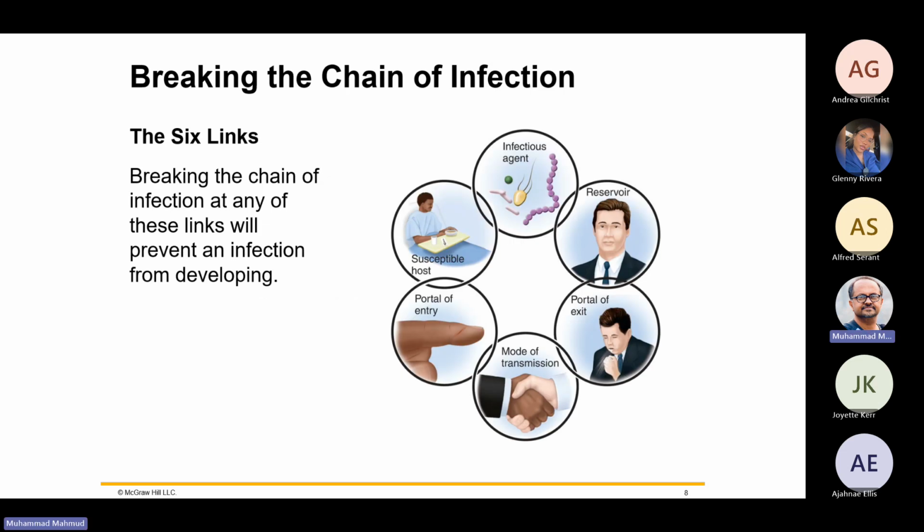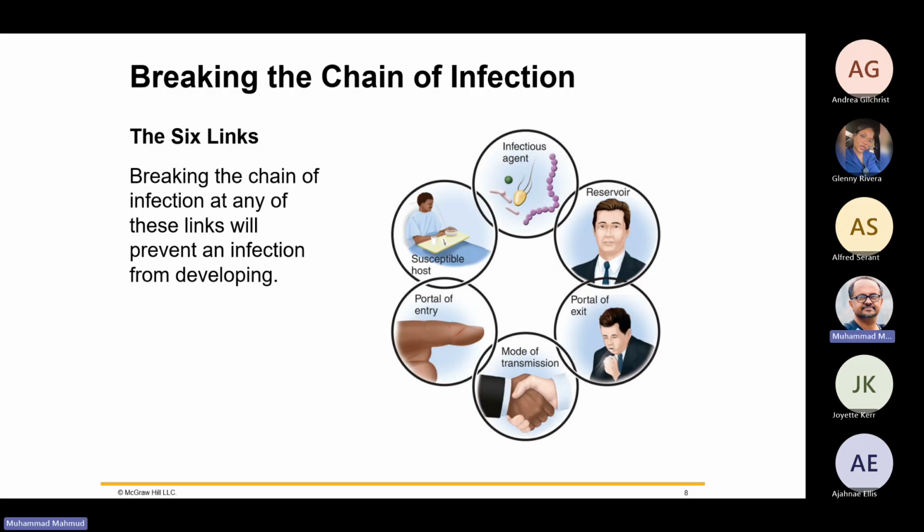Chain of infection. The elements of the chain of infection are here, 6 elements. Number 1 is the infectious agent. You see in this circle on top, the middle one, the first one is the infectious agent, a disease-causing microorganism. The second one is the reservoir, the site where organisms grow and multiply.